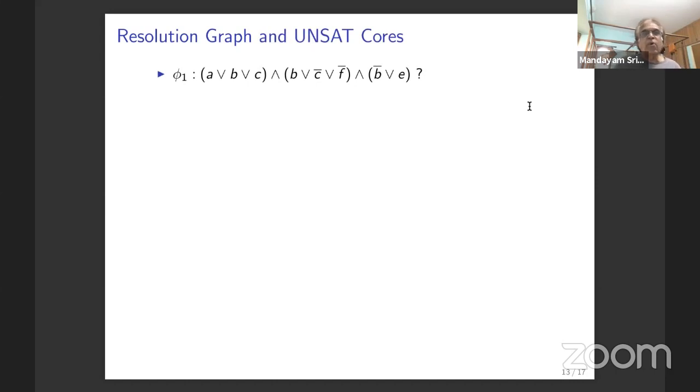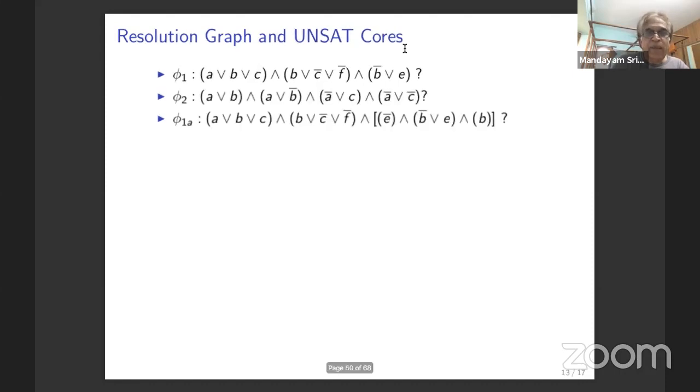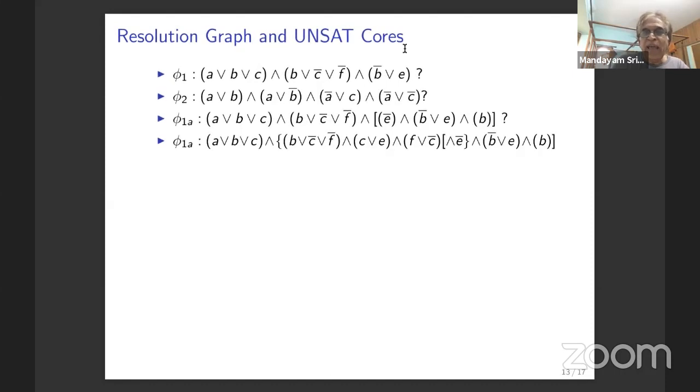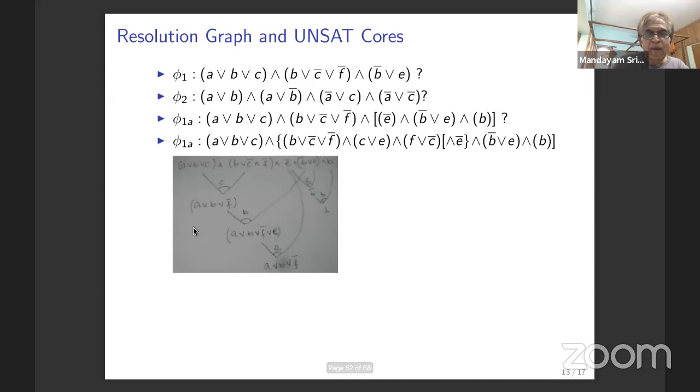But before that, when we are looking at proofs, there's another concept that I want to introduce, which is very important in Boolean satisfiability. This is called unsat cores. Let me introduce that by looking at a proof of the third formula, phi 1a here. So here is a proof on the left side. You can stop me anytime if I'm going too fast, so please do stop me if you have any doubts.